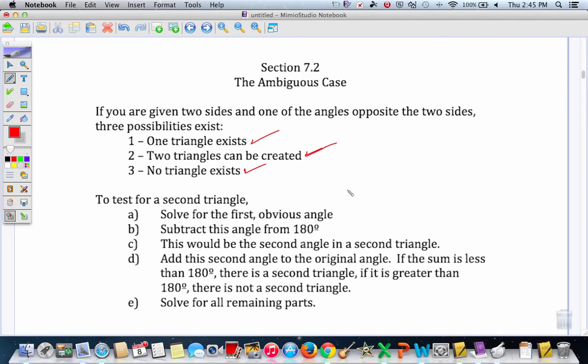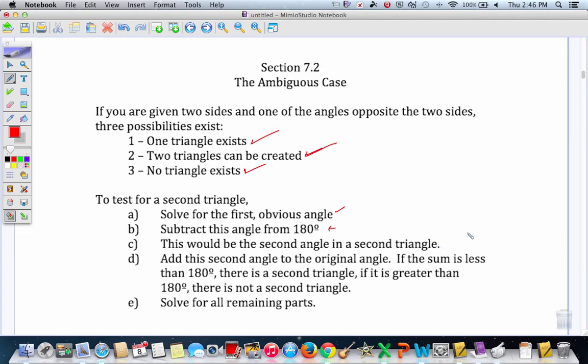And we're going to map this out into a step-by-step process. I'm just going to read through these fairly quickly. Solve for the first obvious angle. You saw in our last two problems when we set up our ratios, there's usually something that is obvious you can solve for right away by cross multiplying. That will be our first step. Our second step is moving on to check for that second triangle. So we're going to take that angle that we just found and subtract it from 180.